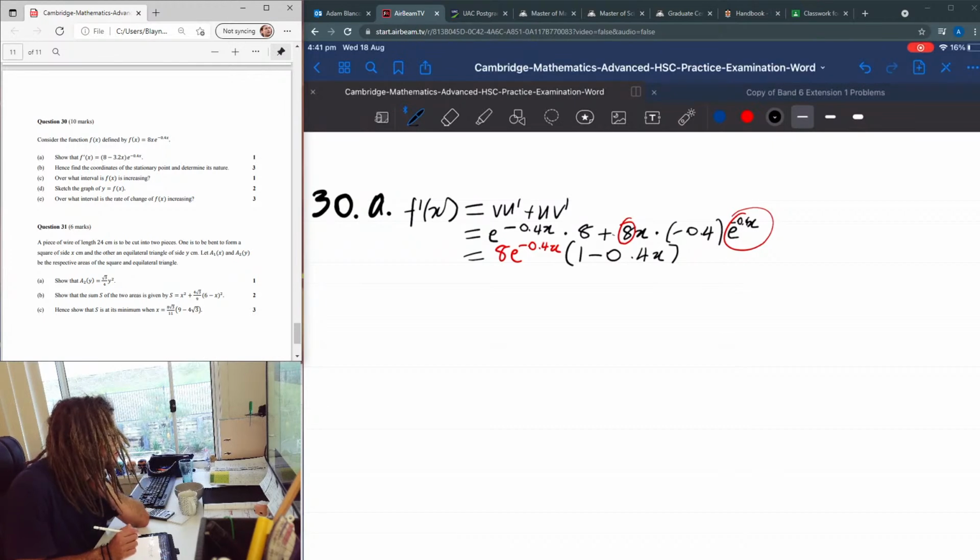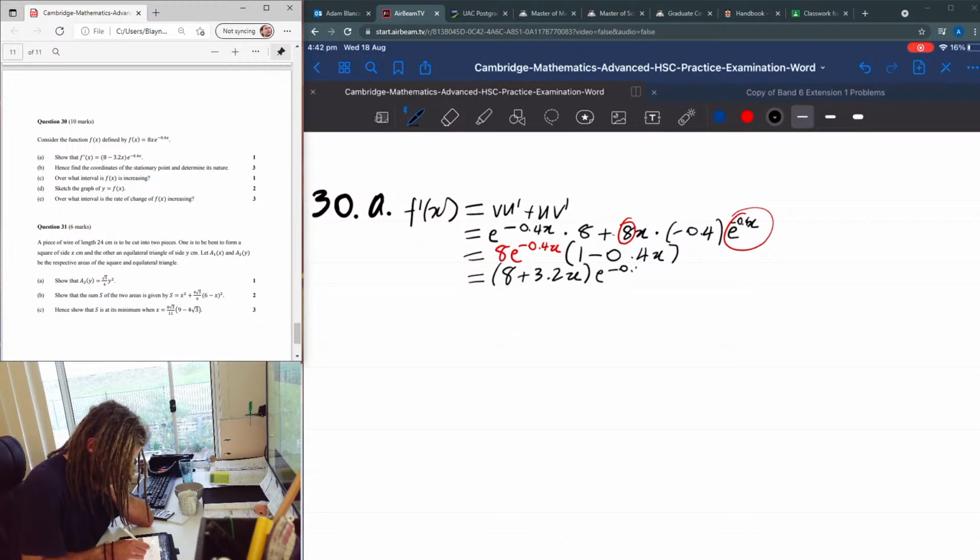What does it want me to show? Oh, okay. 8 times that. So 8, what's 8 times 0.4? 3.2x. e to the minus 0.4x. So all I did was times that by that, and then that by that, and that got me that. Cool. Done, as required.